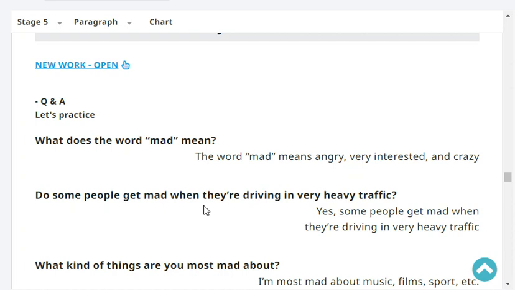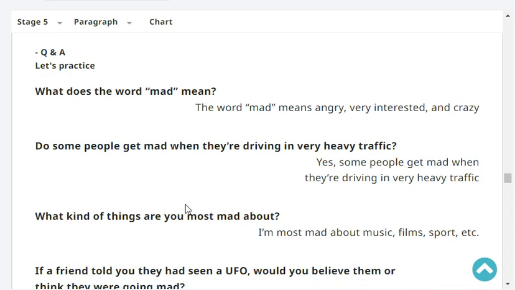The word mad means angry, very interested, and crazy. Do some people get mad when they're driving in very heavy traffic? Yes, some people get mad when they're driving in very heavy traffic. Very good.